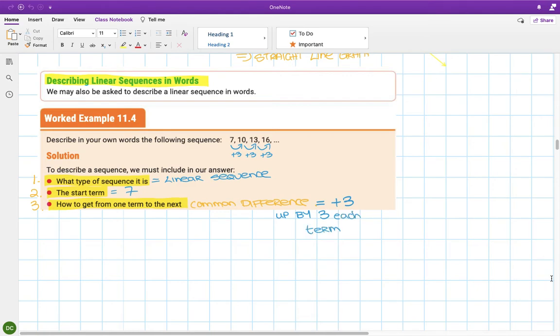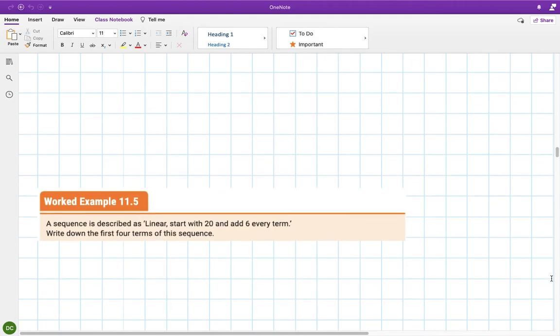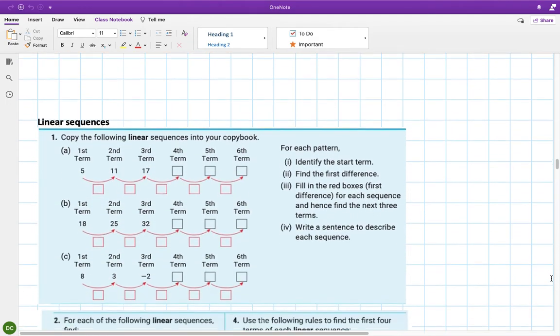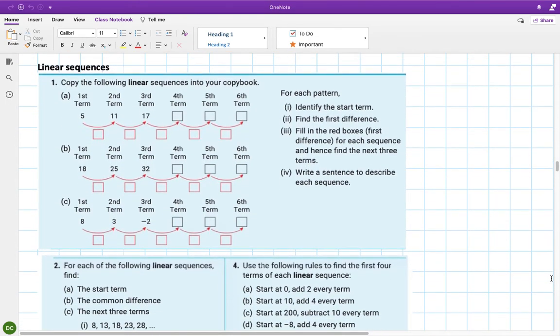Okay, so they're the three comments you need to make. So describe this in your own words. It is a linear sequence with a starting term of 7, and it is going up by 3 each time, or each term. Yeah? Okay, so that's it. I'm just going to get you to practice a few of these for homework.